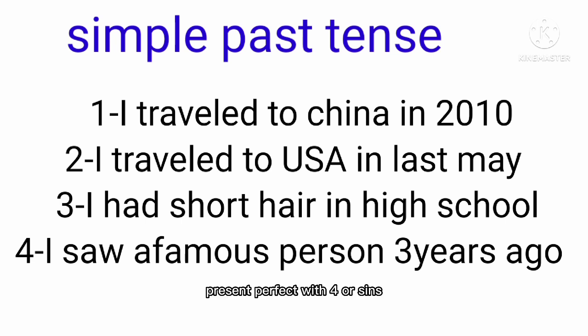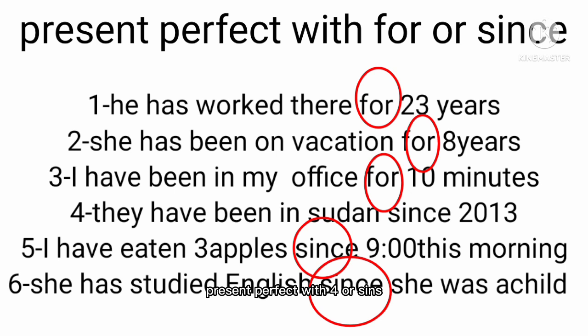The present perfect with for or since. If we use for or since, we should use the present perfect. This is for an action that has not finished yet. It started in the past and still continues now. For example, he has worked there for 23 years. She has been on vacation for 8 days. I have been in my office for 10 minutes.